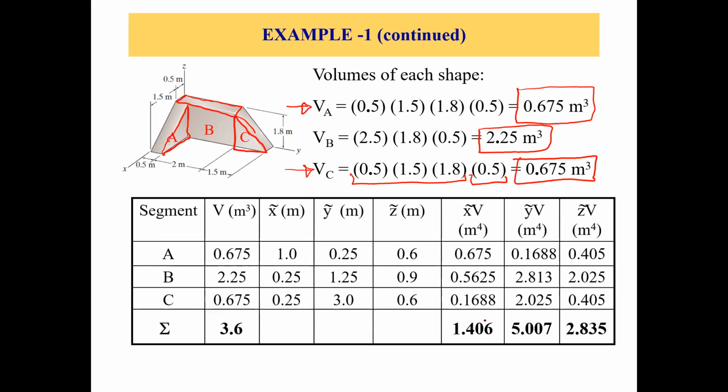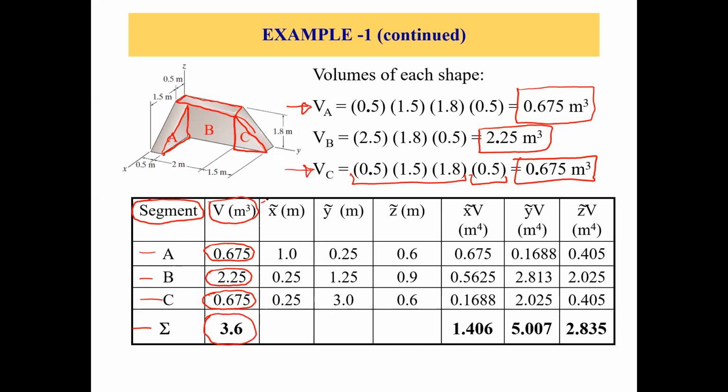Now we can use this table to get to the solution. The first column is the part number or the segment number, so we have part A, part B, part C, and the summation or sigma. Next, we have the volume in cubic meters. Just put in the numbers we already found: 0.675 for part A, 2.25 cubic meters for part B, and 0.675 cubic meters for part C. Then find the total volume of this composite body.